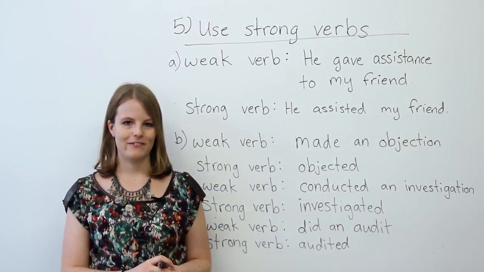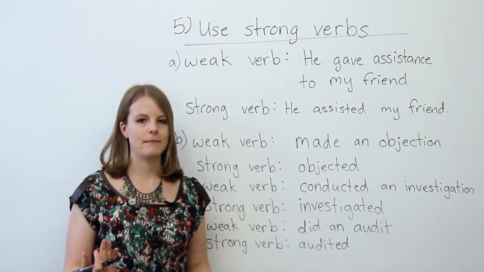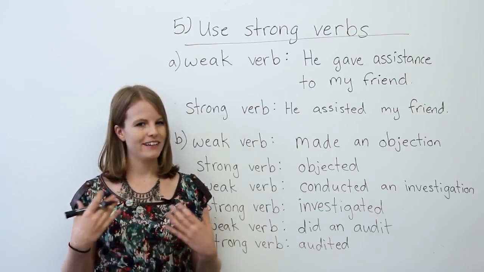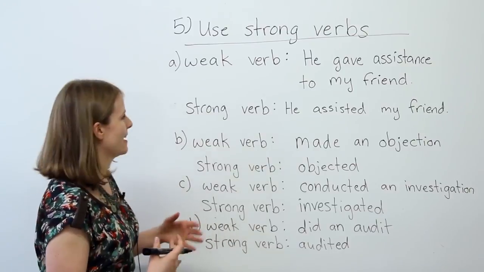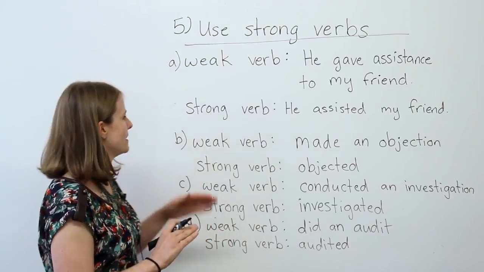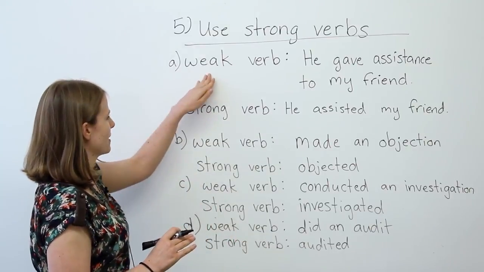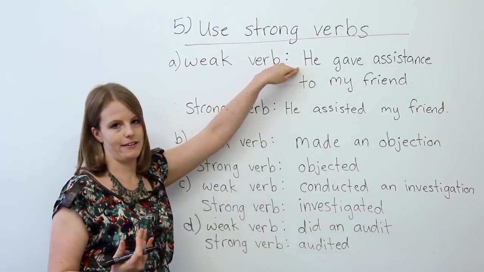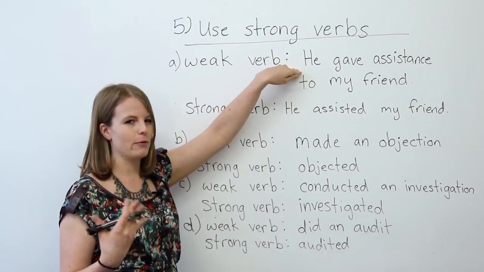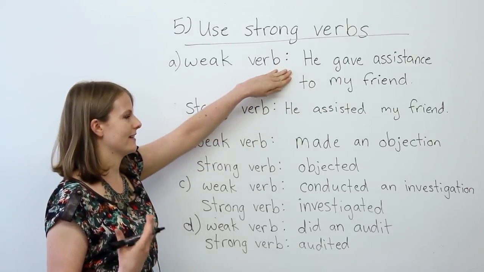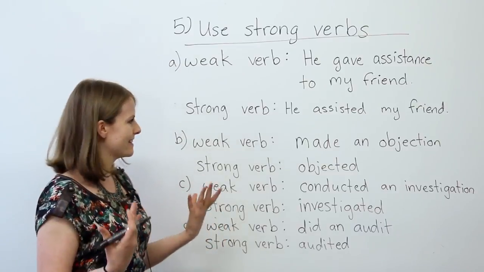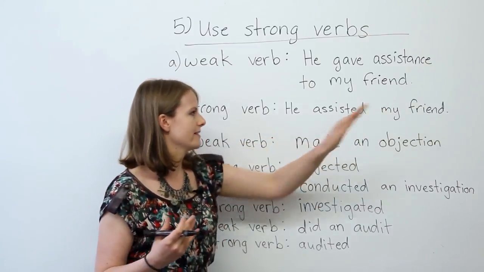So the final tip in this video is when you write academically, use strong verbs. Okay, so what is a strong verb? And what is a weak verb? So I'm going to give you an example. I could say, he gave assistance to my friend. Okay, this is a very weak way of saying it. In a stronger way, I could instead just say, he assisted my friend.